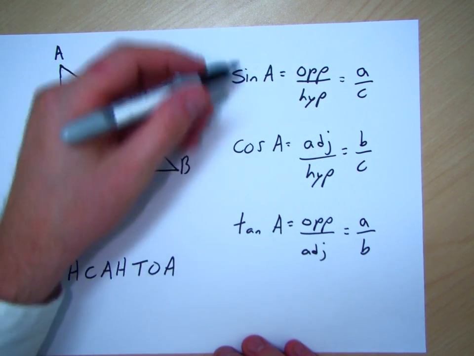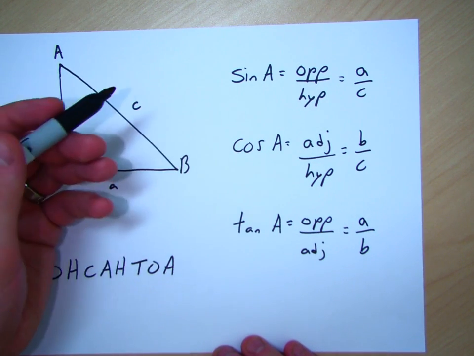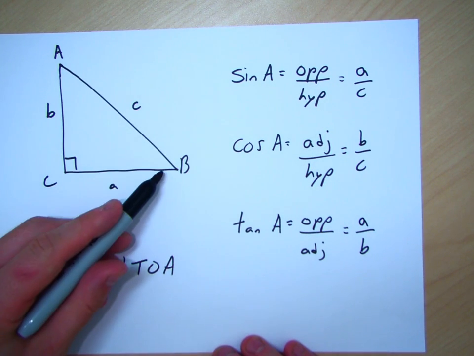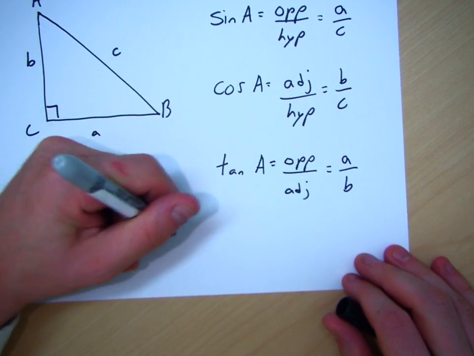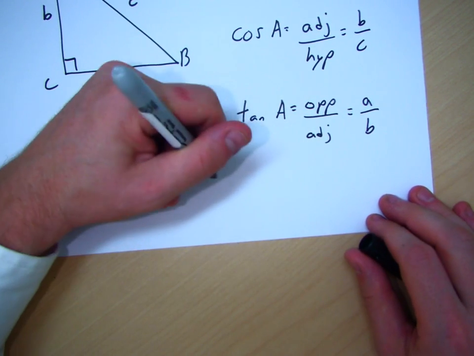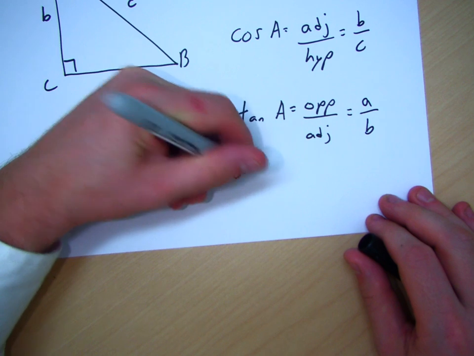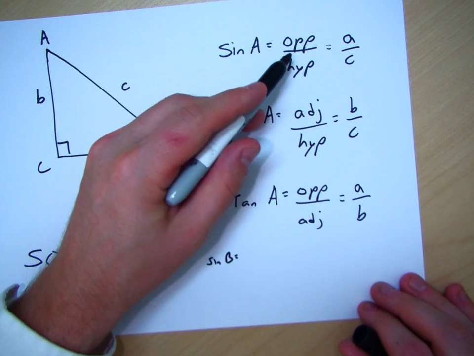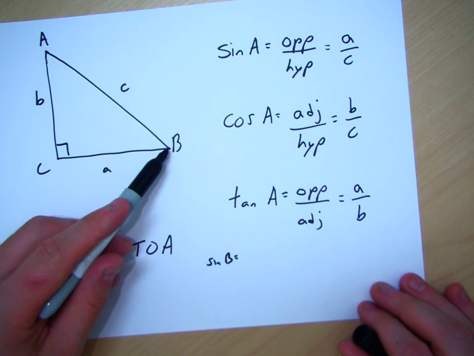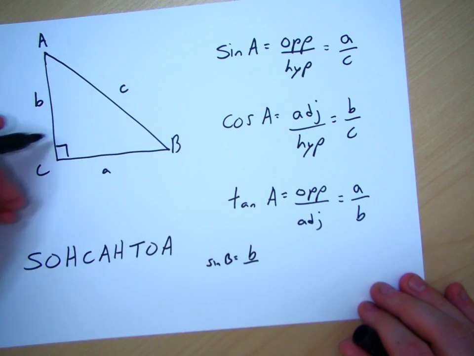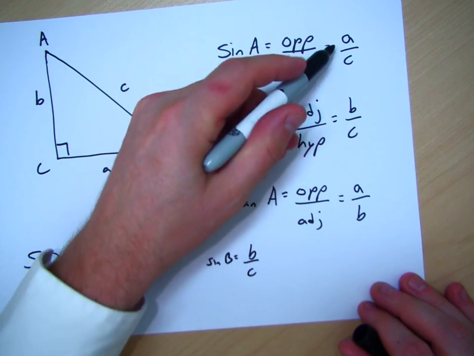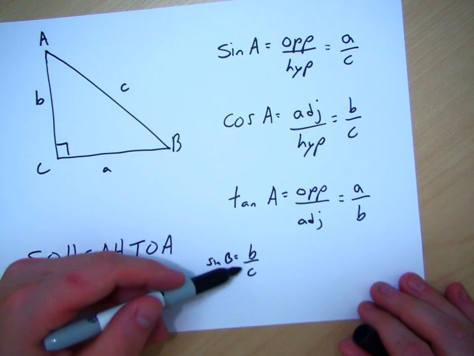We could do this also for sine of B instead. And so if we chose sine of B instead, I'll just go through these ones down here at the bottom real quick. The sine of B would equal, well, it's always opposite over hypotenuse. But in this case, opposite would be b, and it would be over c. So it's a little different than sine of A. You can see it changes the ratio.